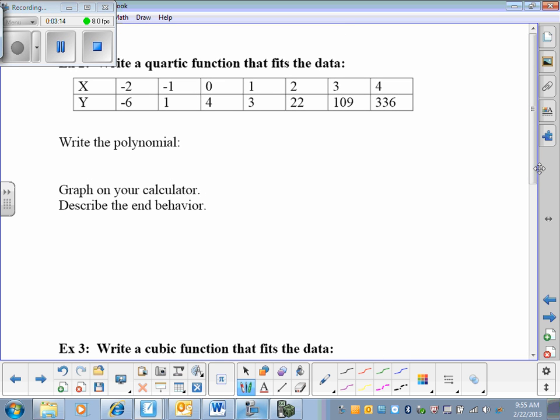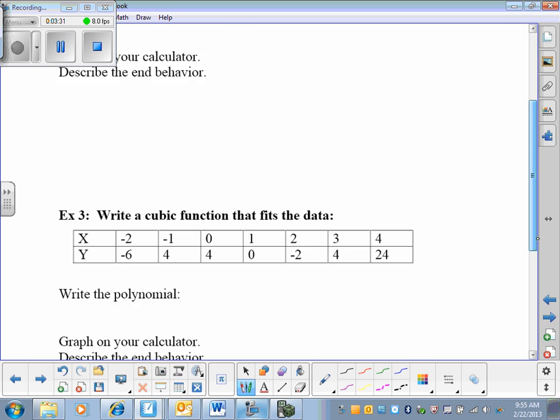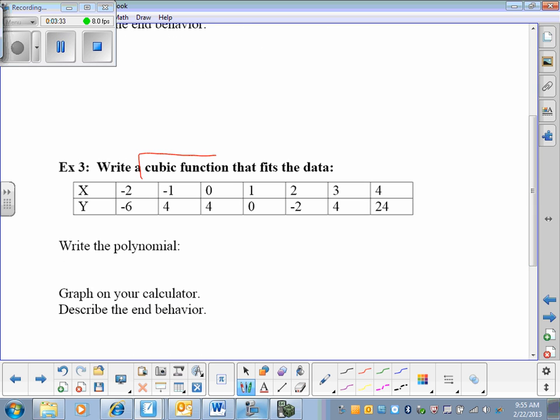Okay, so the only difference between these guys is you need to be careful on which button you push when you go into the calculate stat, right? So on this one, you're going to push the Quartic button, and on this example 3, you're going to pick the Cubic button, okay? Quartic is degree of what? 4, and cubic is degree of 3. Very good. Okay. Any questions so far?